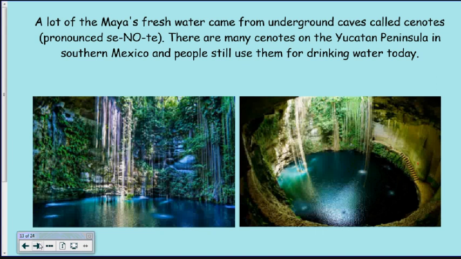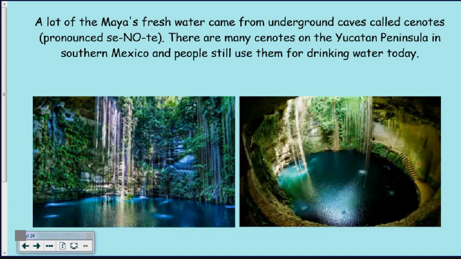So, a lot of the Maya's fresh water came from underground caves called cenotes. There are many cenotes on the Yucatan Peninsula, so that top, that little part of Mexico that I was showing you on the map. And people still use them for drinking water today, so those cenotes can still be found in Mexico today. And here's some pictures of some of them.